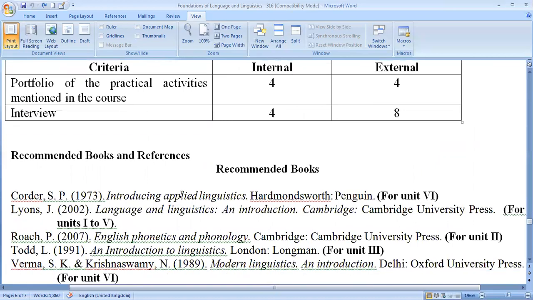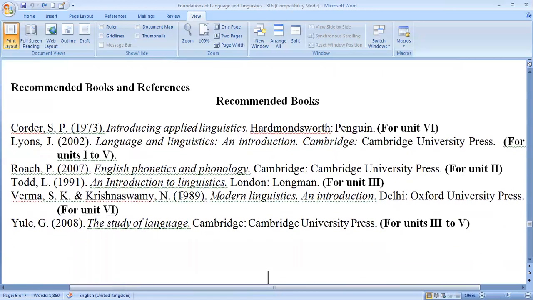For the students, these are the recommended books. Students can go through S. P. Corder's book Introducing Applied Linguistics. Then the next one is Language and Linguistics by John Lyons. Then the next one is Peter Roach, English Phonetics and Phonology. Students have to go through these books for good knowledge. It is given for unit 1 to unit 6. These books can be helpful for the students.